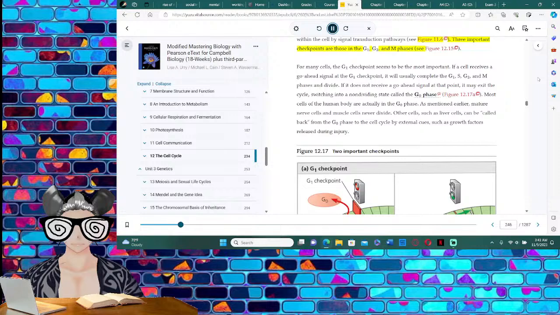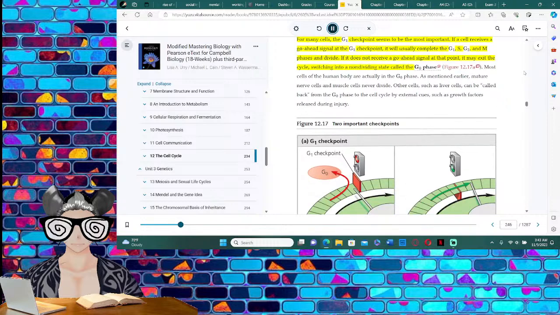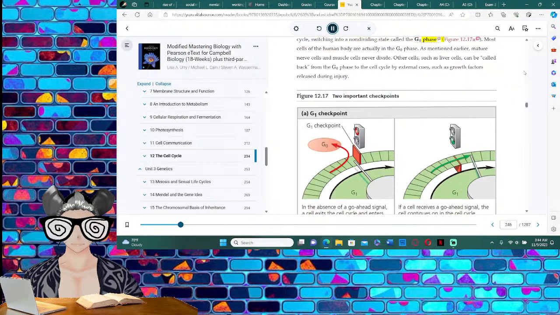Three important checkpoints are those in the G1, G2, and M phases (see Figure 12.15). For many cells, the G1 checkpoint seems to be the most important. If a cell receives a go-ahead signal at the G1 checkpoint, it will usually complete the S, G2, and M phases and divide. If it does not receive a go-ahead signal at that point, it may exit the cycle, switching into a non-dividing state called the G0 phase. Figure 12.17a. Most cells of the human body are actually in the G0 phase. As mentioned earlier, mature nerve cells and muscle cells never divide. Other cells, such as liver cells, can be called back from the G0 phase to the cell cycle by external cues, such as growth factors released during injury.